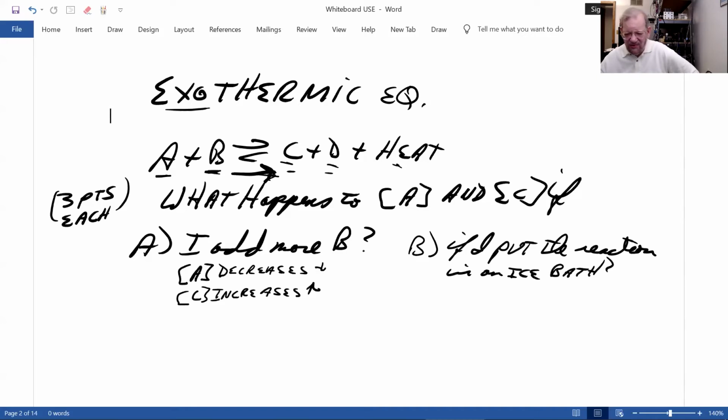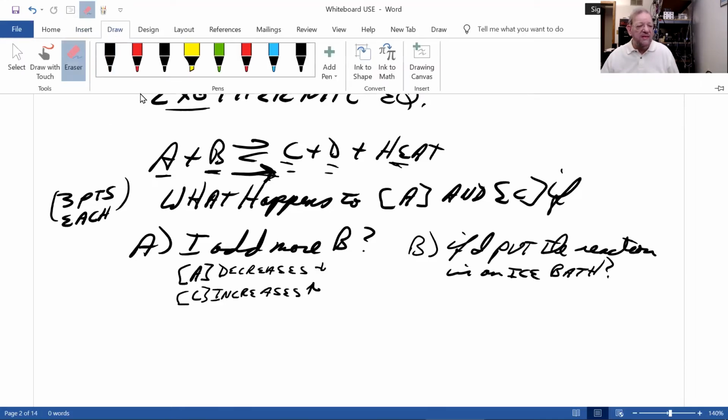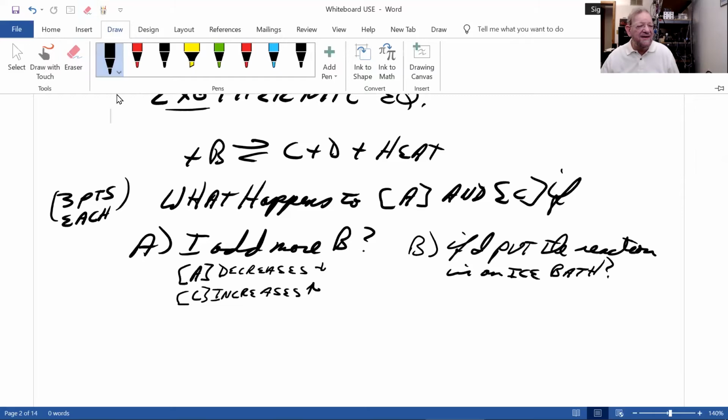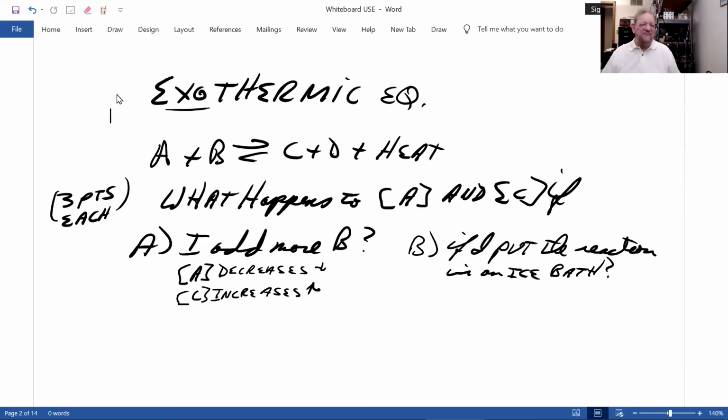And Dr. White will do this one. And therefore, at equilibrium, there was a certain amount of A, B, C, D, and heat. Whoop, just wiped out A. Hold on, we'll get you back. There you are. At equilibrium, there's a certain amount of A, B, C, D, and heat. Now we put that in an ice bath, and what does an ice bath do? It removes heat.